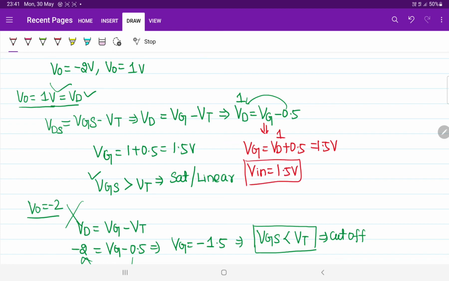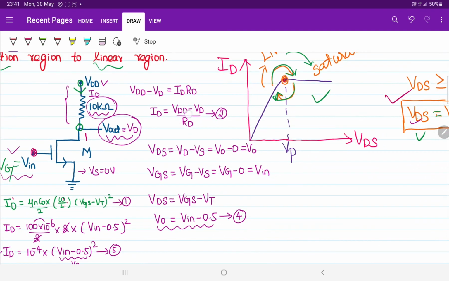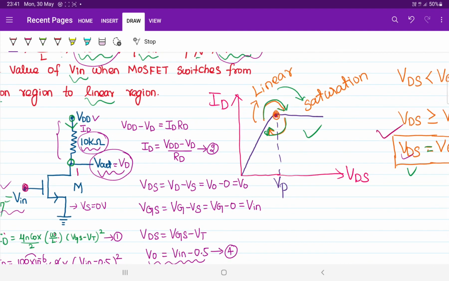I hope you all understood. So in today's lecture, we understood about the switching region. When we are switching the operation from linear to saturation or saturation to linear, we learned how to solve this question further. So this is all for this lecture. Remaining things we will see in the next class. Thank you all.